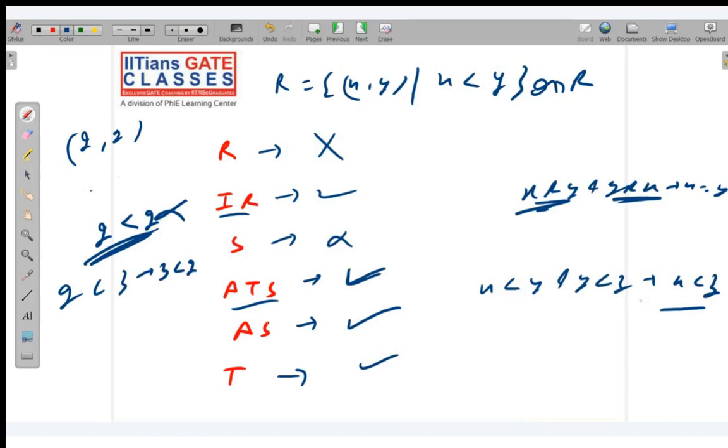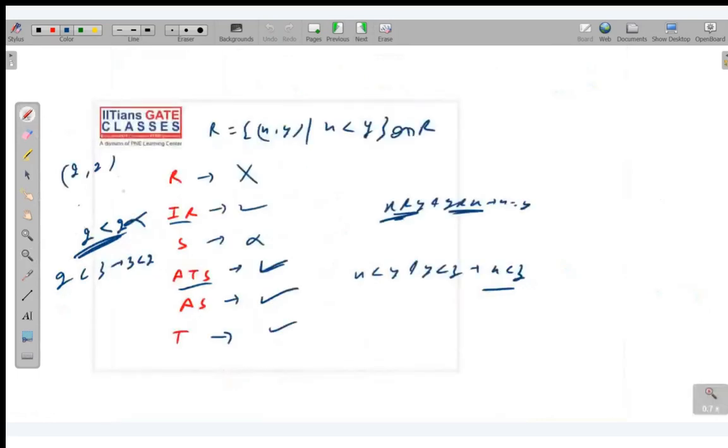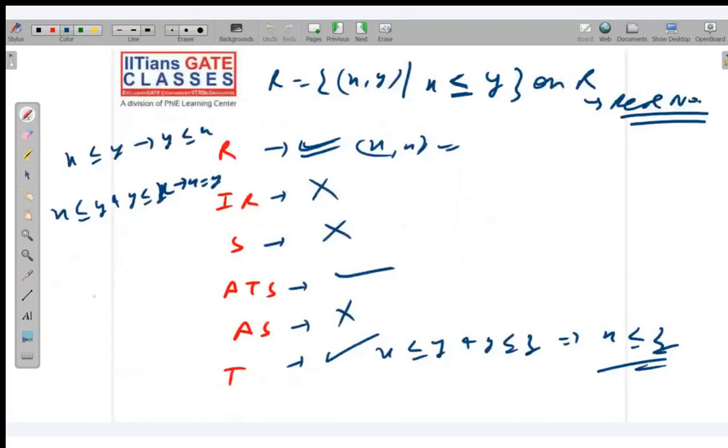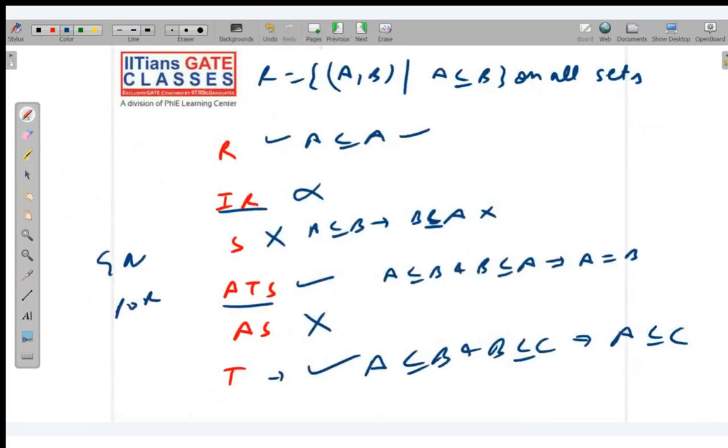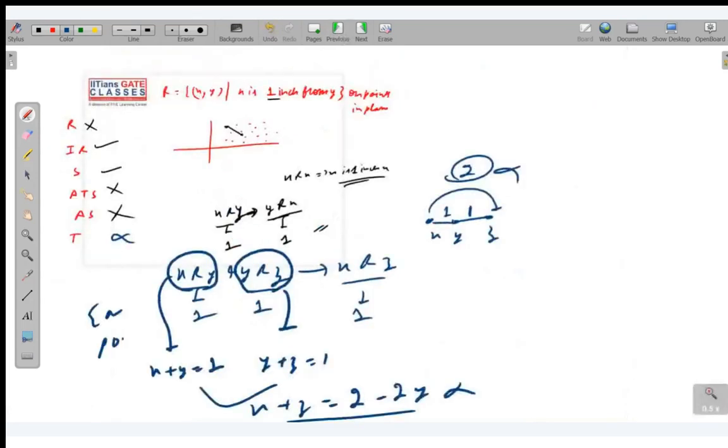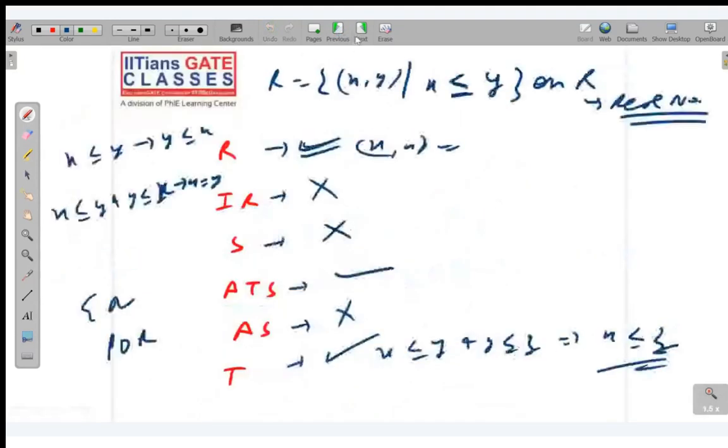Done, sir. Okay, and one more thing, I'm leaving this as homework. You have to check equivalence relation and partial order relation. Equivalence relation means reflexive, symmetric, and transitive, so this one is not equivalence. Partial order means reflexive, antisymmetric, transitive. For all the questions you can do it very easily because I have just shown you, so you can easily get the answer.